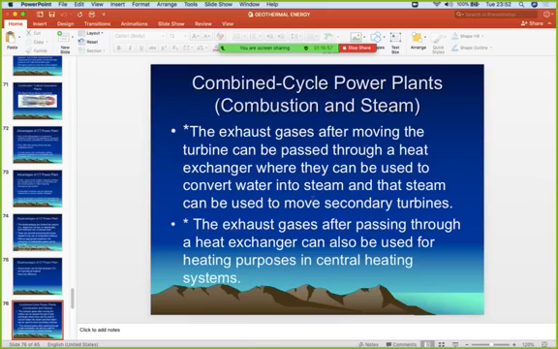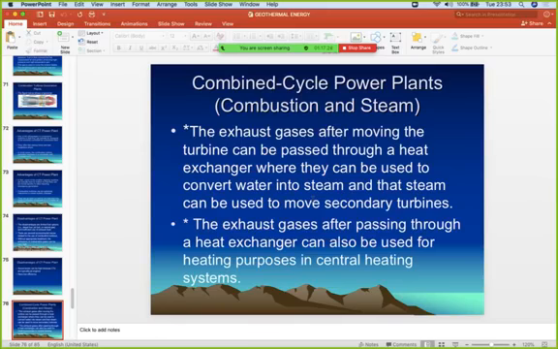So after the combustion turbine, we also have combined cycle power plants. So what is being combined here? The combustion and the steam. So what happens here? The exhaust gases, after moving the turbine, can be passed through the heat exchanger, where they can be used to convert water into steam.